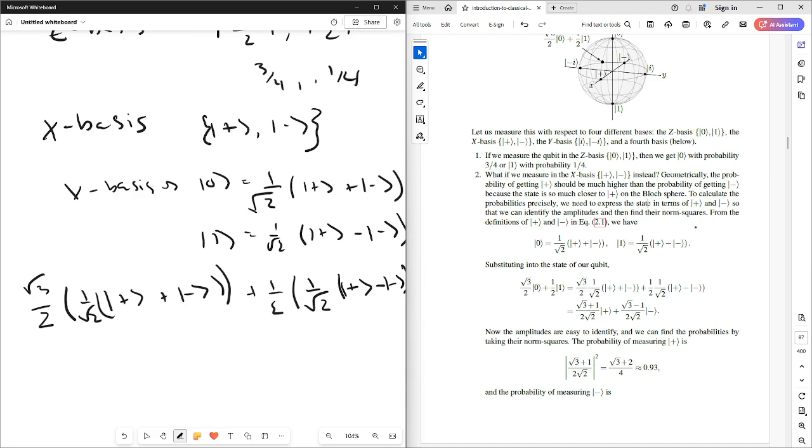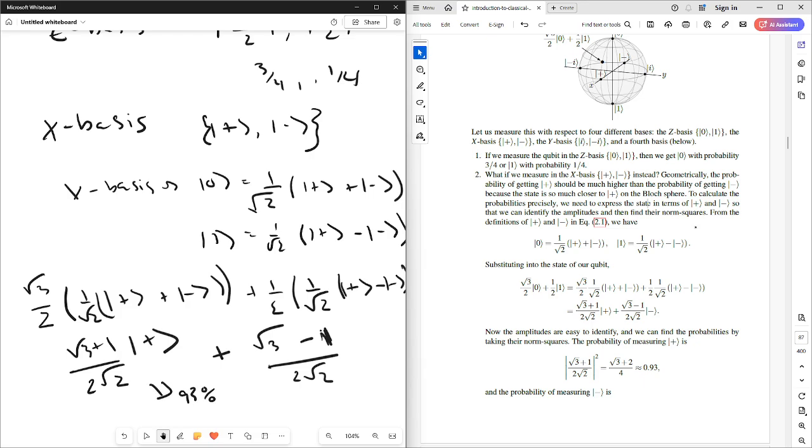Oh, yeah, I apologize. That's simply the plus state. So, (square root of 3 plus 1) over 2 square roots of 2, plus (square root of 3 minus 1) over 2 square roots of 2. To get our probability, we norm square it, and this winds up around 93%.